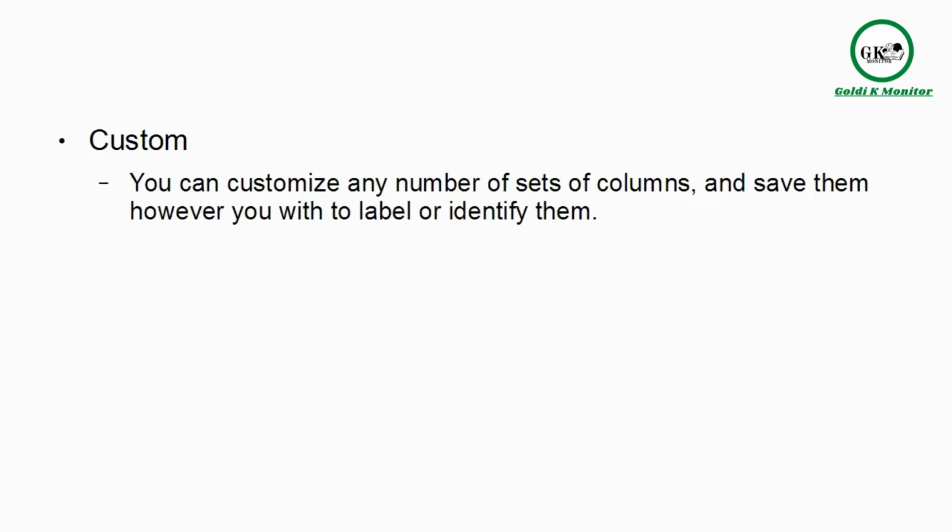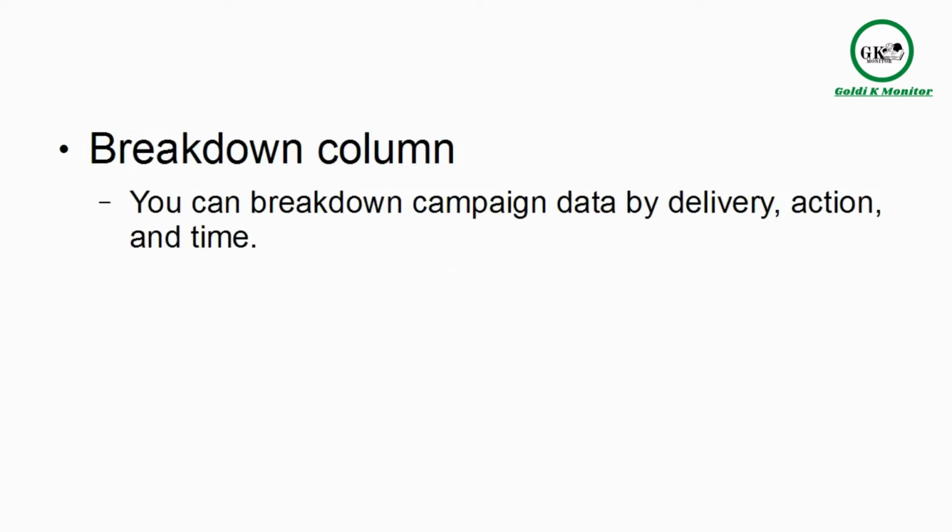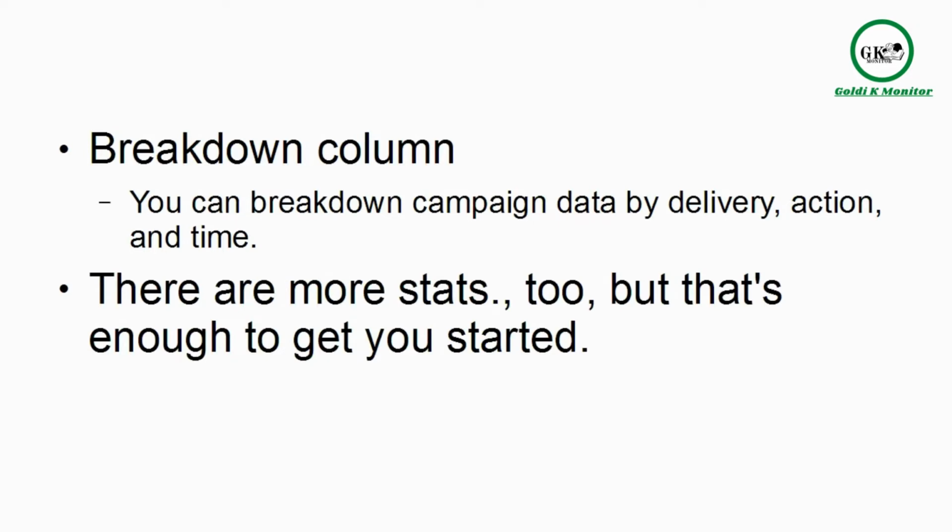And you can also customize the statistics that you want. You can customize any number of sets of columns and save them however you wish to label or identify them. And each custom column set can include any combination of metrics related to performance, engagements, videos, website, apps, events, clicks, and settings. You can also take a look in the breakdown column, and you can break down campaign data by delivery, action, and time. Now, there are more stats too, but I think that's enough to get you started.